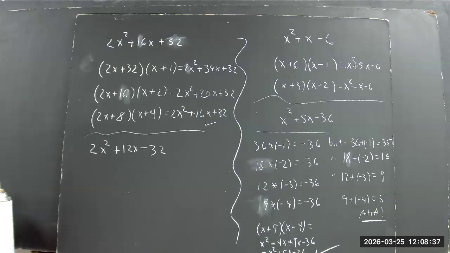is 2x squared plus 12x minus 32. Go ahead and give that a try.